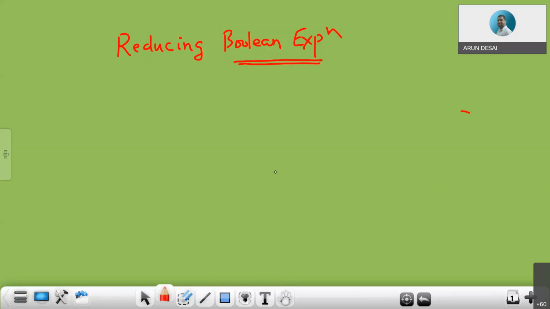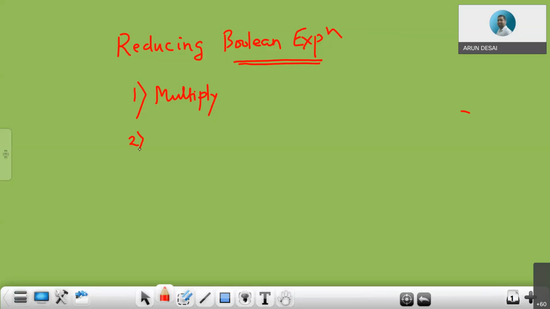Just write down or note down in your book. The first rule, which is common in all algebra, is multiply all the variables necessary to remove parentheses. This is your first rule while reducing a Boolean expression. We are using those rules to reduce the expression, right? So multiply all things.